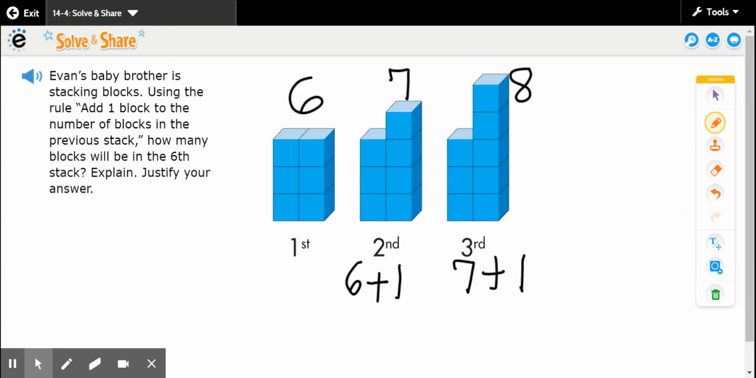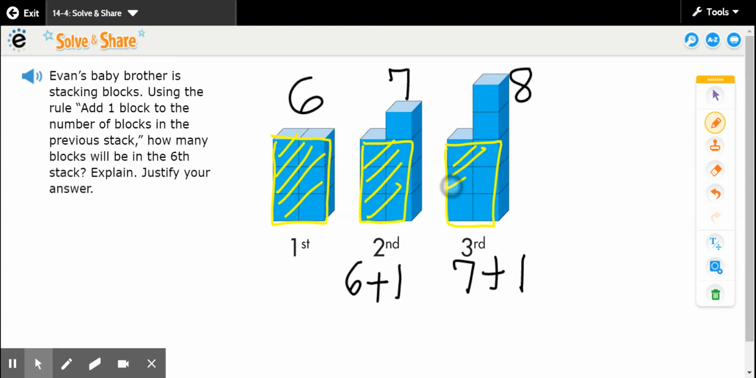Now, if you look at the first and the second stack, we can tell, and I'm going to highlight that, they are the same because they both have the same base, right? Even the third stack, look at this third stack right here. They all have that same base of 6, right here.